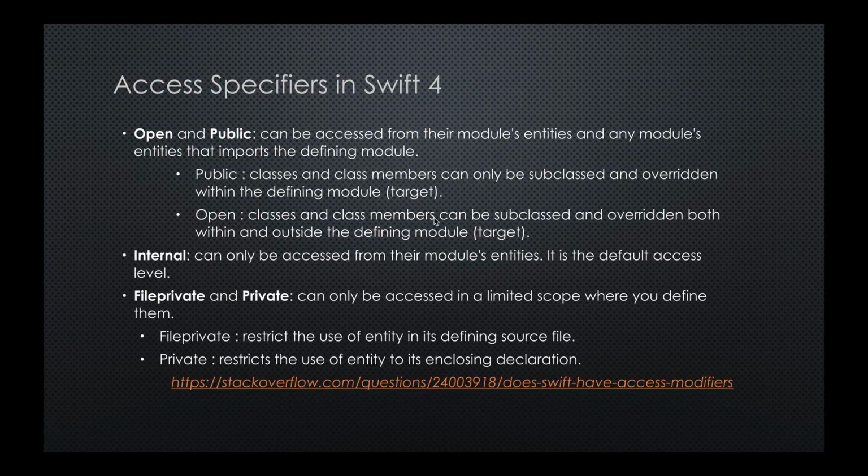Second question is access specifiers in Swift 4. We have 5 access specifiers in Swift 4: open, public, internal, fileprivate, and private. Open and public, as the name suggests, are very much public. When you create something with these access specifiers, it means that you want your variable or class to be accessed throughout your module, or used outside the module as well.